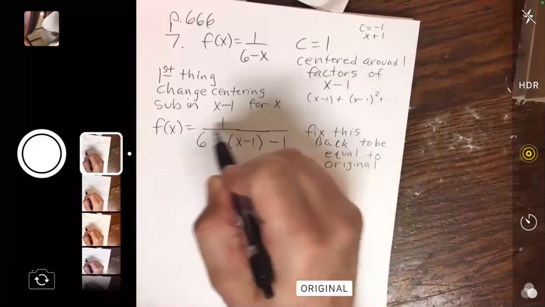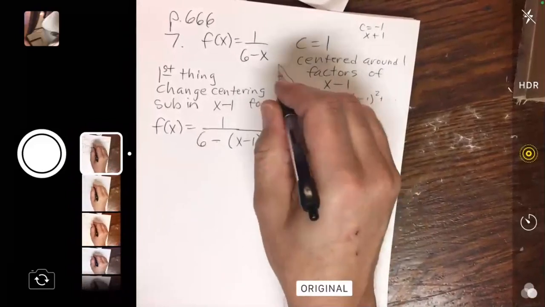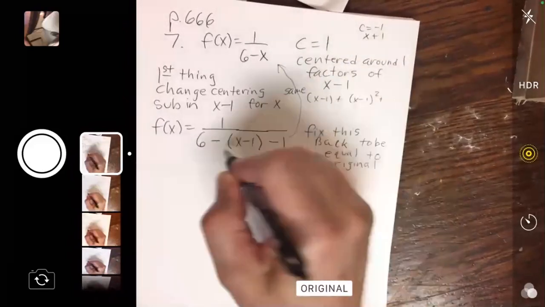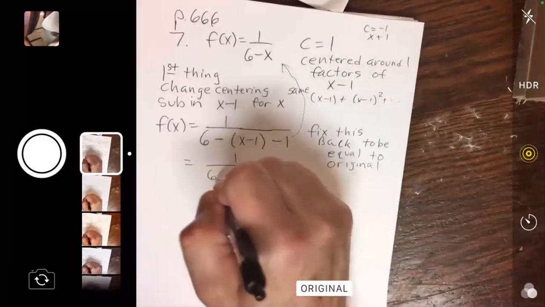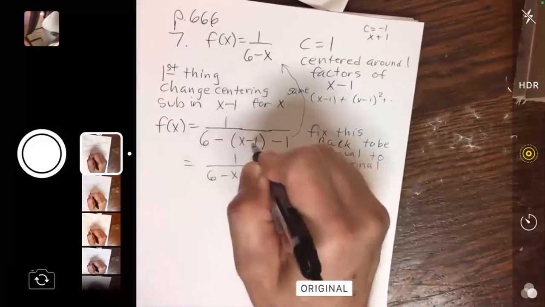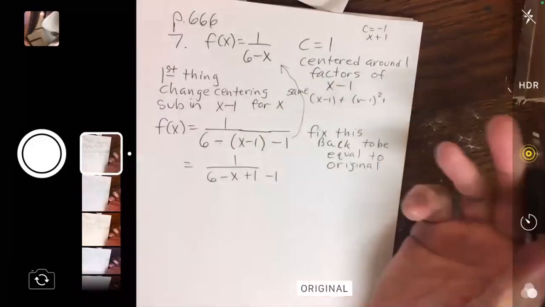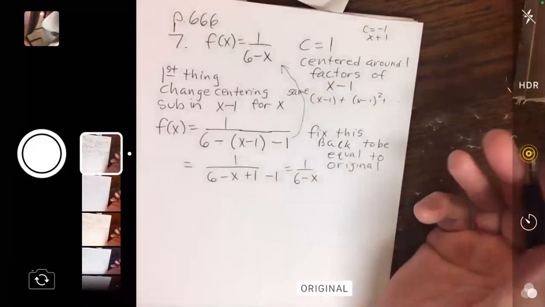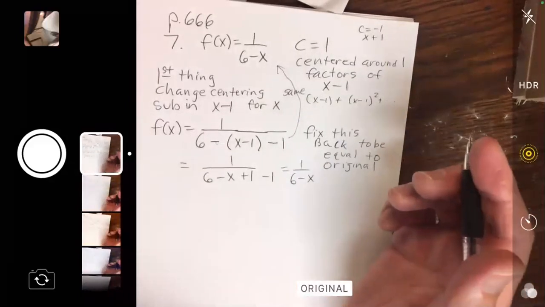Do you see that this is equal to this? This and this are the same now. I can distribute it out and show you if it helps. See, you'd have 1 over 6 minus x, and the negative times negative is plus 1, so you need this minus 1. And now I have 1 over 6 minus x. Did that help?